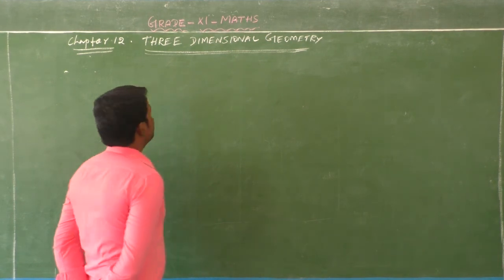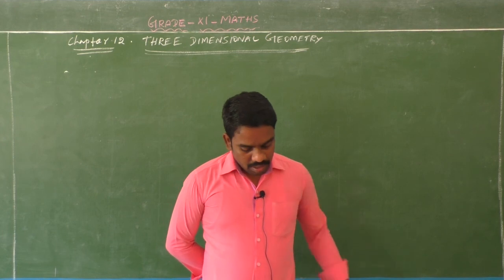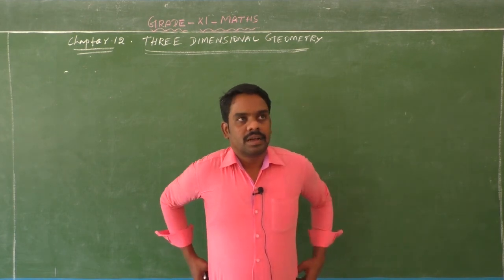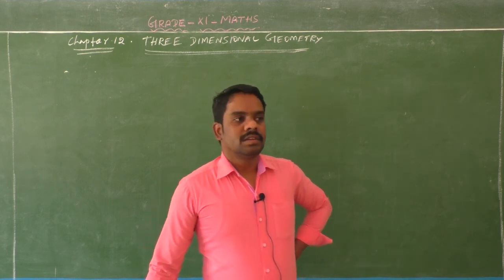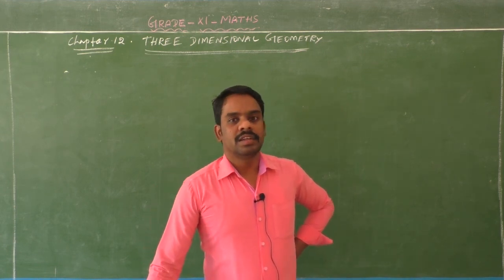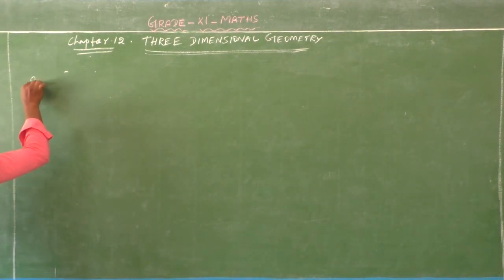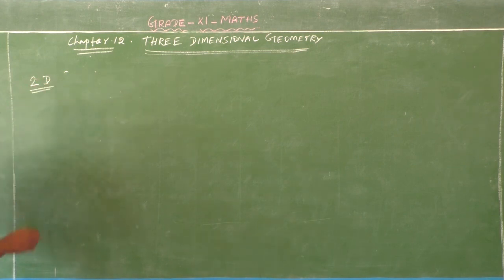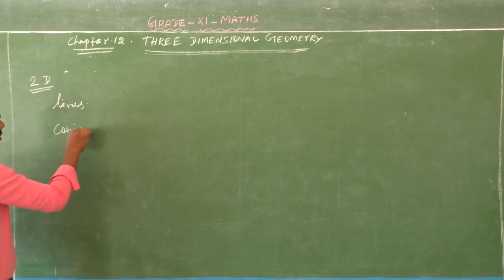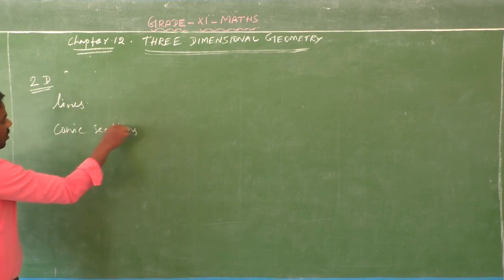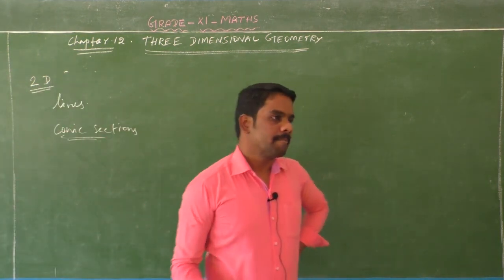Today, chapter number 12, three-dimensional geometry. You know that until now you have studied only two-dimensional shapes. For example, lines and conic sections. Lines and conic sections are two-dimensional shapes.